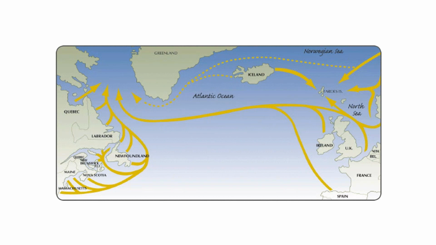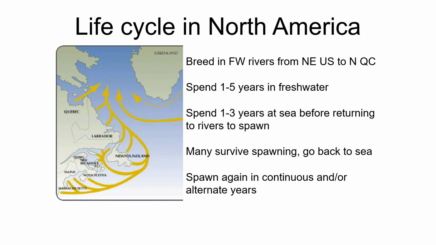And in general, the salmon in eastern Canada, if they live for two more years at sea, they will end up going to West Greenland and then come back to the natal streams to hopefully reproduce. In North America, they breed in freshwater rivers from the northeastern US to northern Quebec. I think there's a single population in West Greenland, but that's as far as we know.